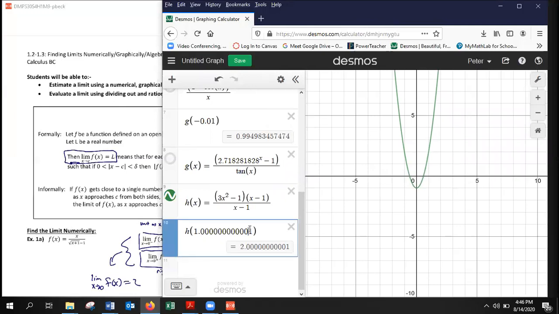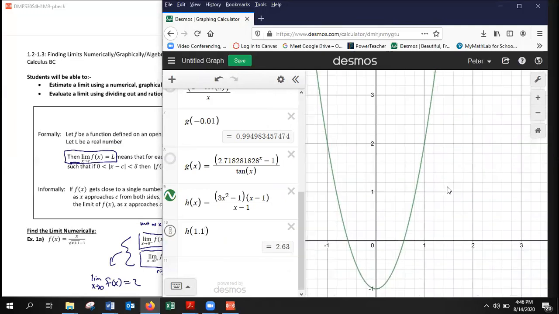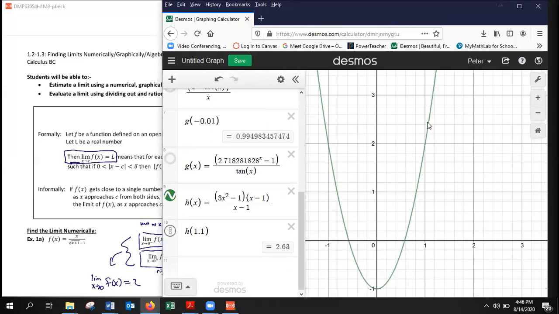What I'm doing here is saying what is f of 1, and if you notice, in this case I call it h, but h of 1 is undefined. In order for us to figure out what h of 1 is, what we need to say is what happens if we have h of 1.1. And we end up with this y value of 2.63, which kind of makes sense if we take a look at the graph. Let's zoom in just a little bit. If we say h of 1.1, that's going to be roughly 2.63, which is right up here.